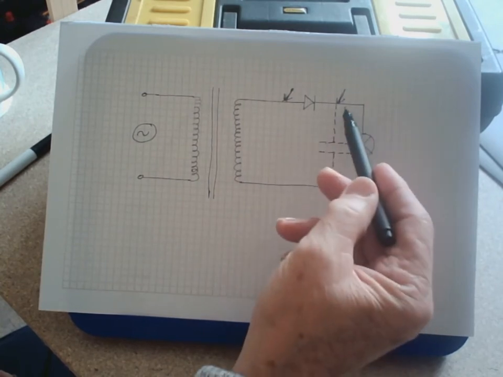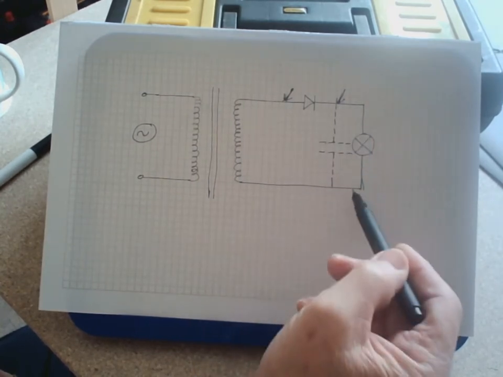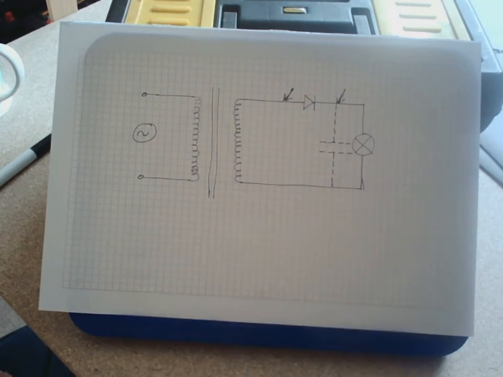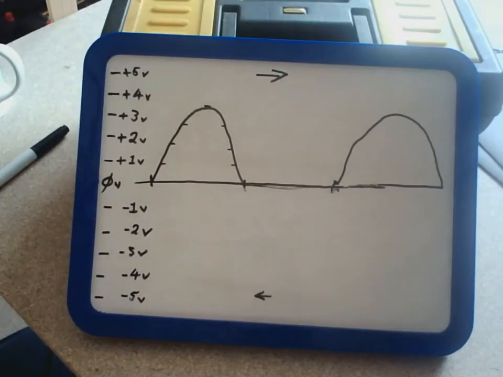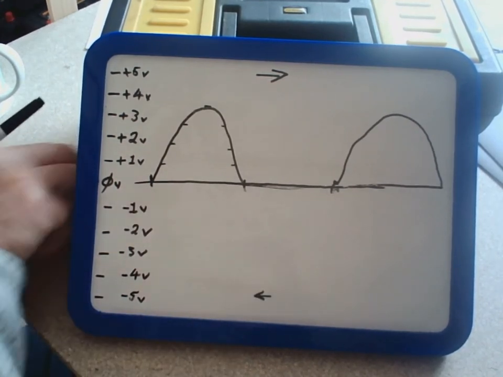So, when we placed the capacitor in parallel with the bulb, we saw that the brightness of the bulb increased substantially, as did the voltage across the bulb. So what was actually happening? Well, let's go back to the whiteboard. Change pens.